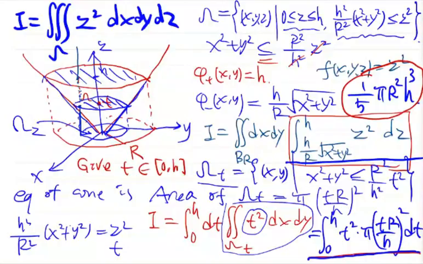So for this integral, the second method is better. But which method is better for your problem depends on the structure of the integrating domain. It also depends on the function you are going to integrate. Our function here is z squared, which does not depend on xy. So the inner integral in the second method is simply t squared multiplied by the area of omega t. So this makes the computation very easy. So I will stop here.